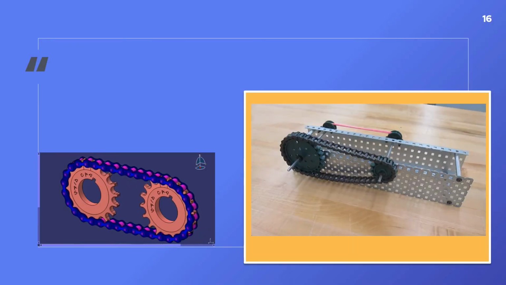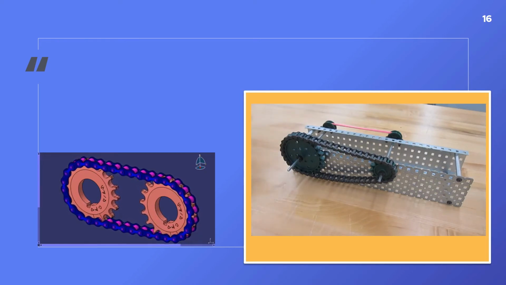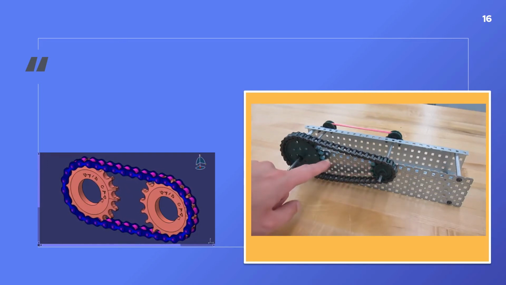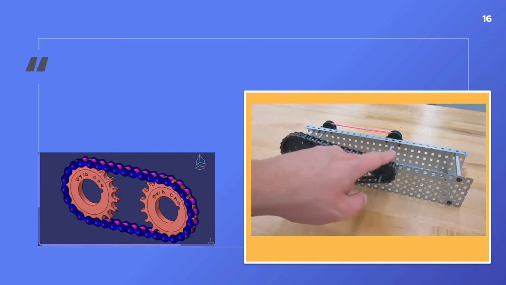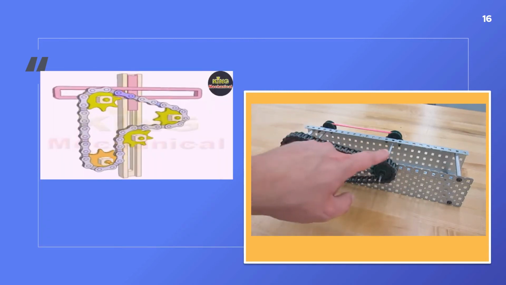Okay, this is the chain and belt drive. So here we have our chain drive that we're going to use as our example. In the chain drive, we have two different size sprocket gears. These gears have bigger teeth. We have our chain that wraps around those two sprocket gears.